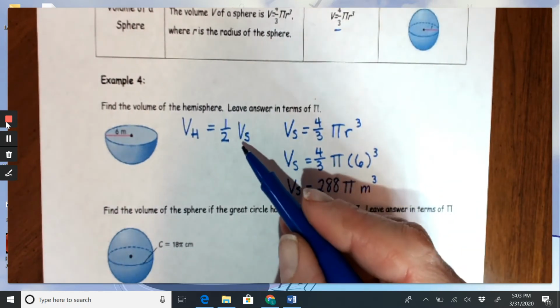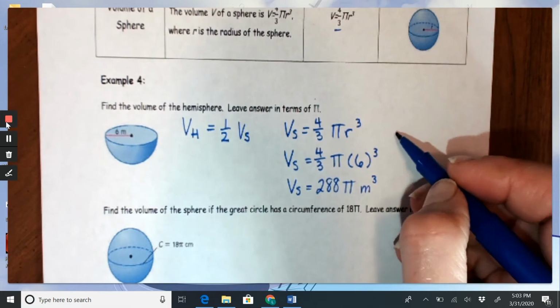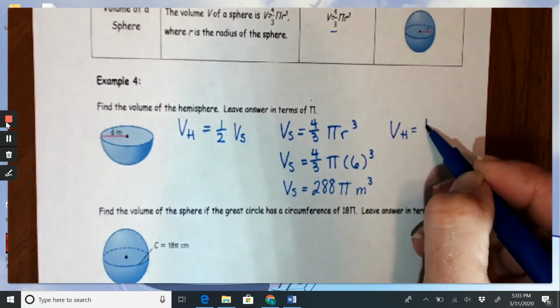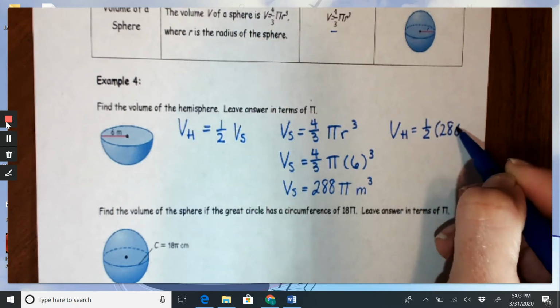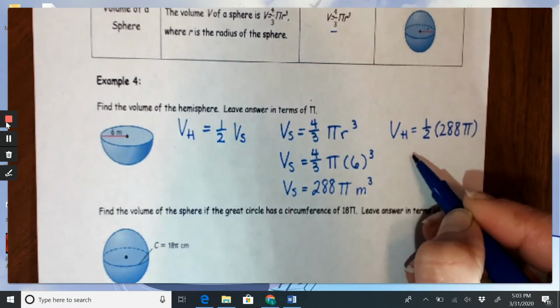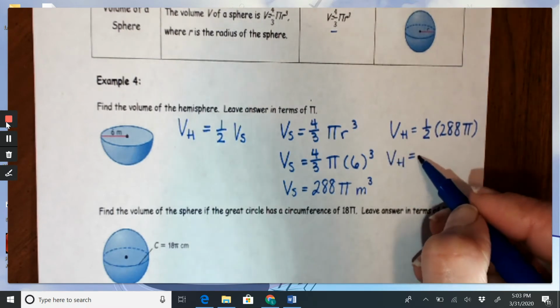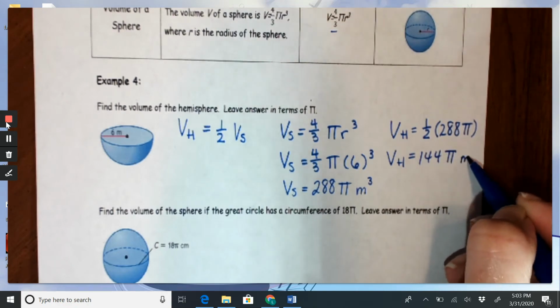Now, we're going to go back over here and we know that the volume of our hemisphere has to be half of that. So the volume of our hemisphere is 1/2 the volume of our sphere, 288 pi. And when we take half of that, our volume is 144 pi meters cubed.